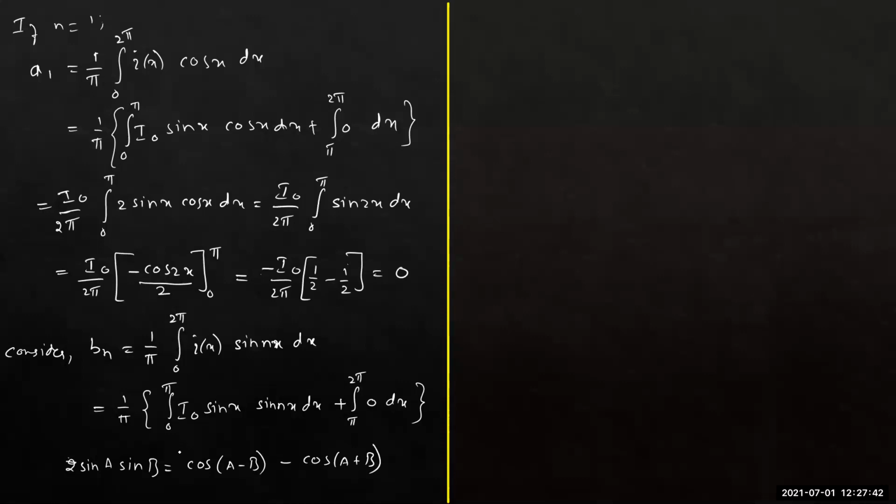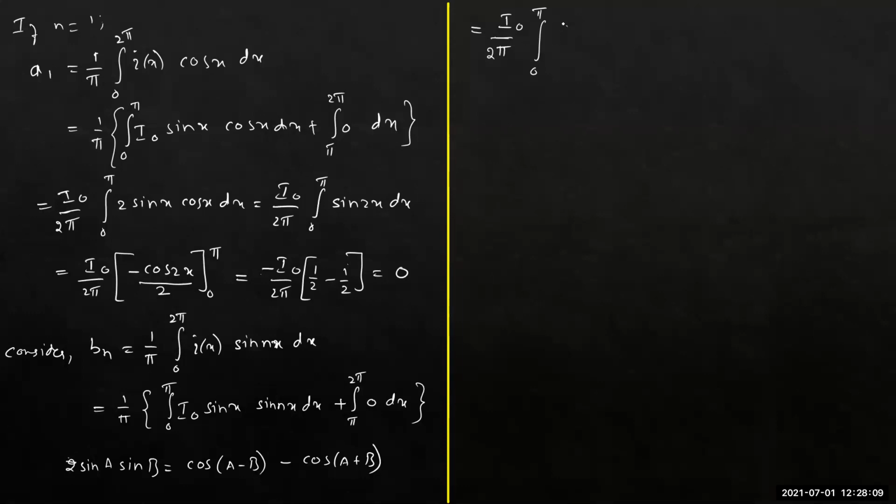Right, now let's make use of this formula to rewrite this product. So it is equal to I naught by pi. Now see, I'm just trying to multiply and divide this by 2. So it becomes I naught by 2 pi, then integration from 0 to pi, it becomes 2 sine x sine nx. Right, so when it is like sine A sine B, you know, A is equivalent to x, then B is equivalent to nx. So I'm using this formula.